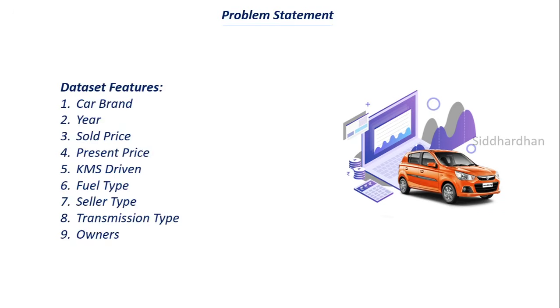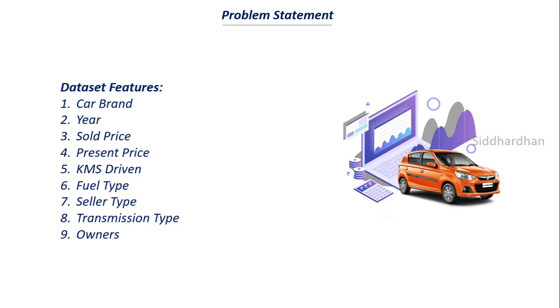So the problem statement is that we have to predict the car prices of used cars. Okay, so we have several pieces of information about those used cars, and this particular dataset contains the car brand, the year of that particular model, the price at which that car was sold, the present price of that car, the kilometers driven, and the fuel type, whether it runs on petrol, diesel, or compressed natural gas. Seller type, whether the seller is an individual or a dealer. Then the transmission, whether the gear system is automatic or manual, and then the number of owners of that particular car. So these are the dataset features.